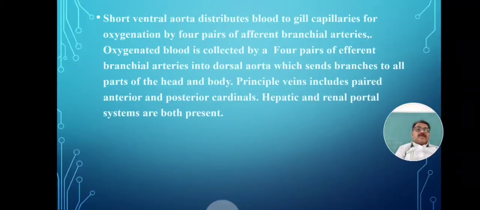These afferent blood vessels carry the impure blood to the gill lamellae. In the gill lamellae the blood is purified: gaseous exchange takes place, carbon dioxide diffuses out, and dissolved oxygen is absorbed. Then the blood is oxygenated and collected by 4 pairs of vessels.